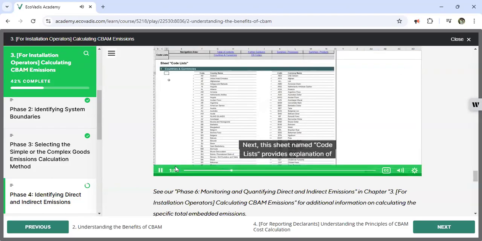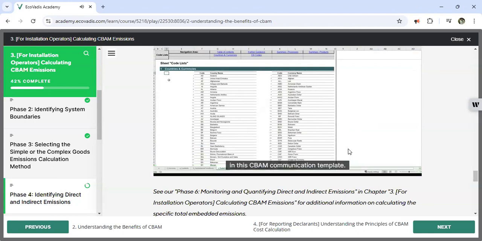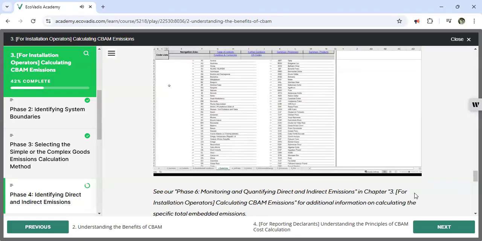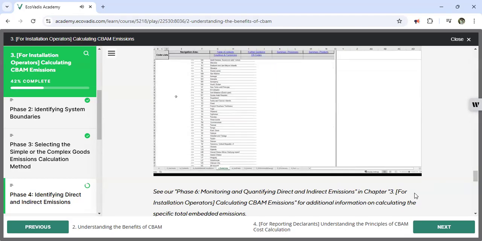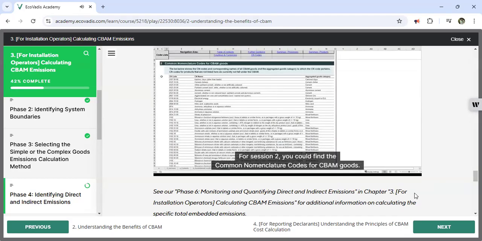Next, the sheet named Code List provides an explanation of the various kinds of codes used in this CBAM communication template. For example, for Section 1, you could find codes for countries and currencies. For Section 2, you could find the common nomenclature codes for CBAM goods. The list shows the CN codes and the corresponding names of all CBAM goods and the aggregated goods category to which each CN code pertains.